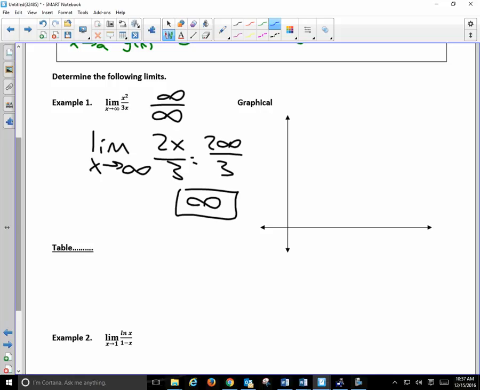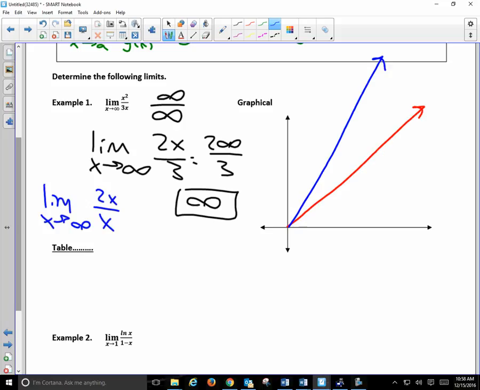I'm going to change it just a little bit. Suppose we had the limit as x goes to infinity of 2x over x. Now, obviously, that's going to be what? 2. But if you do plug in infinity, you get infinity over infinity, right? So if, again, I consider what's going on here, x looks like this, and 2x looks like this. I should probably make it just a little bit steeper.